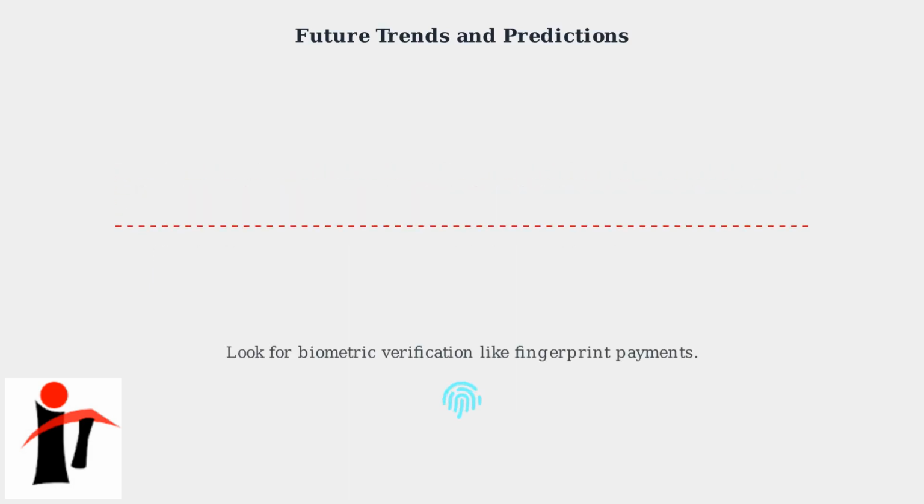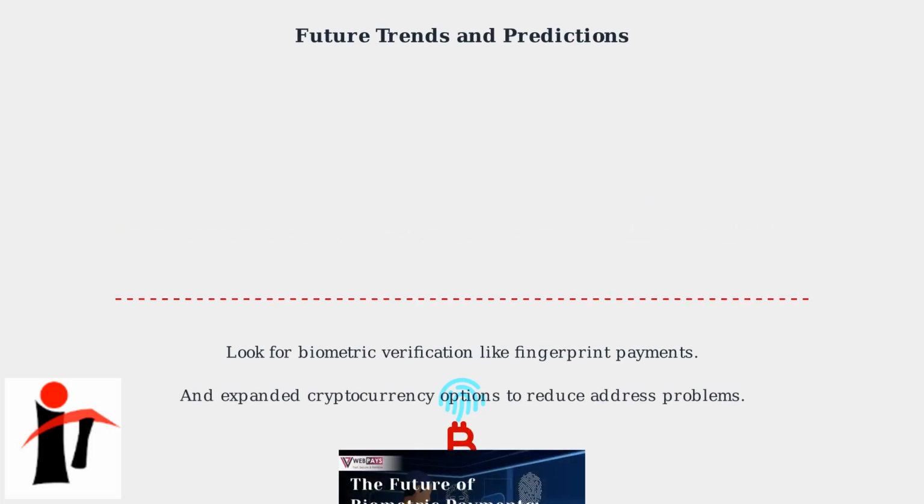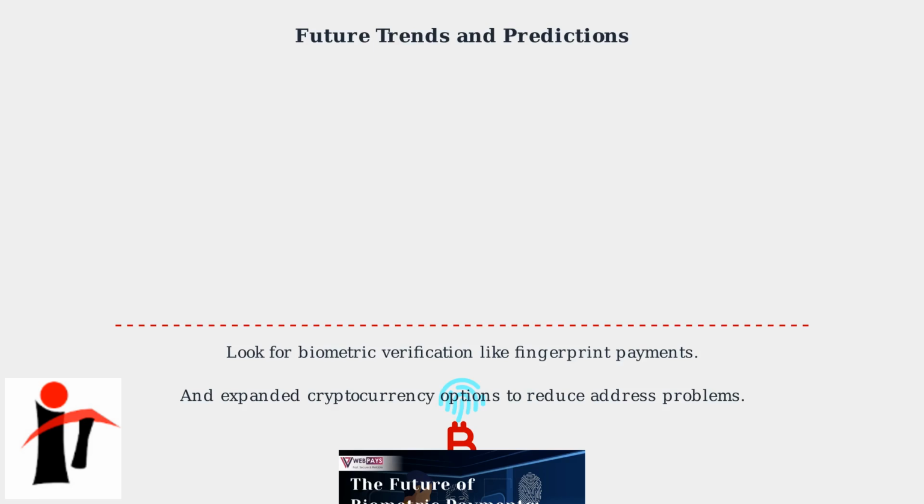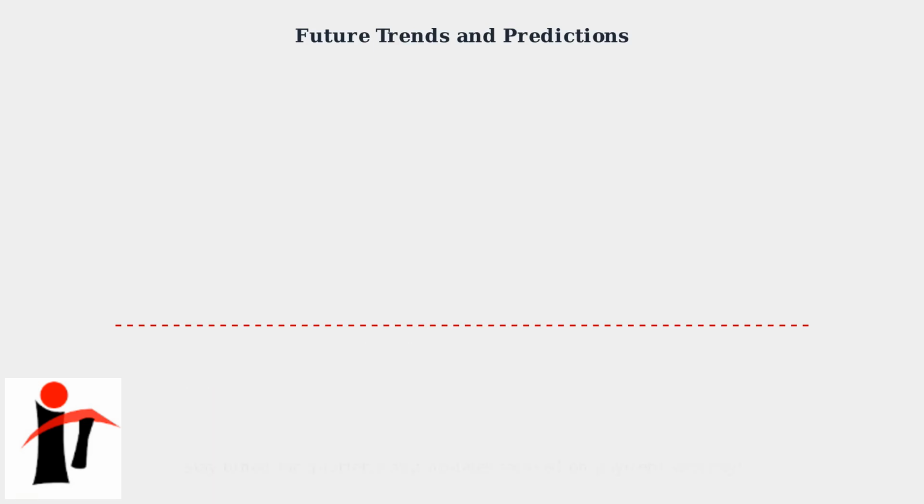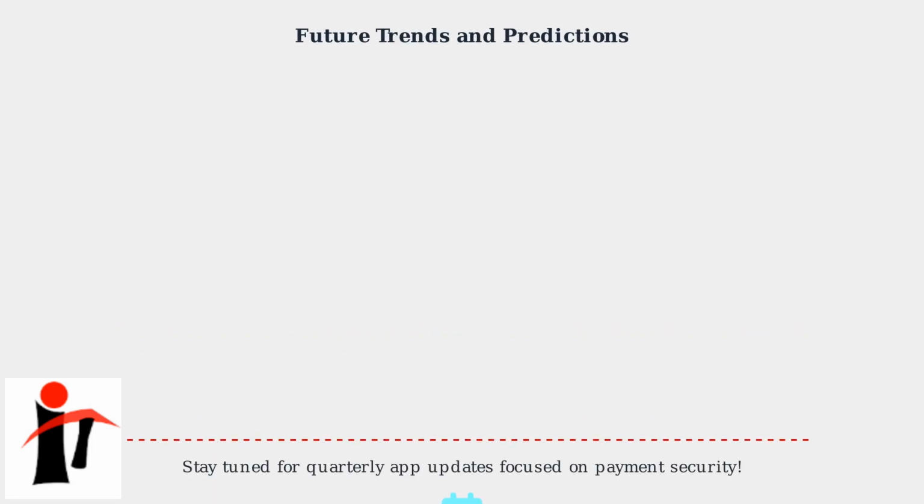In the future, look for features like biometric verification, such as fingerprint payments and expanded cryptocurrency options, which could significantly reduce address-related problems. Stay tuned for quarterly app updates focused on payment security.